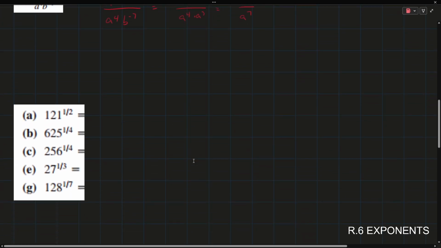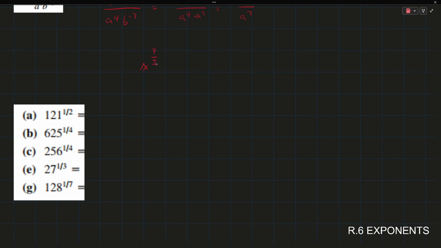All right, let's take a look at a couple more of these. Oh man, I'm going to have to bust out the calculator for some of these. I don't know if it actually talked about this, I might have missed this part, but fractional exponents, right? Everybody's favorite. So x, and then I will write this like this: p over i. This is how I remember it.